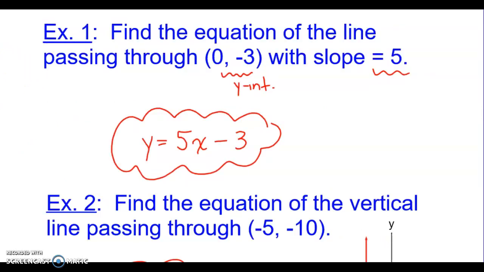First example, find the equation of the line that passes through the point 0, negative 3 with a slope of 5. Well, first of all, if the point passes through 0, negative 3, since x is 0, y is negative 3, this must be my y-intercept. And my given slope is 5, so I can write my equation straight away in slope-intercept form, y equals 5x minus 3.